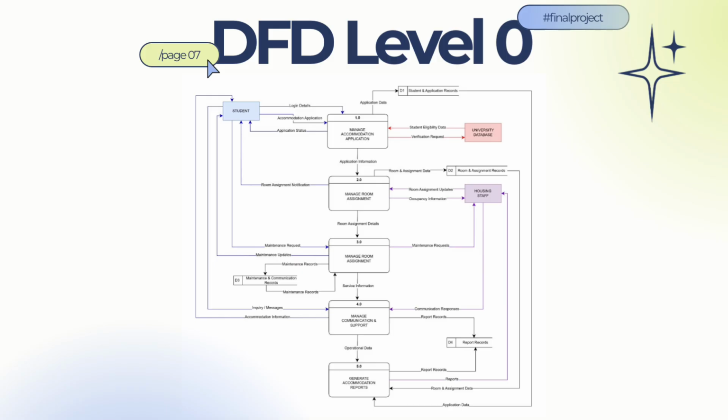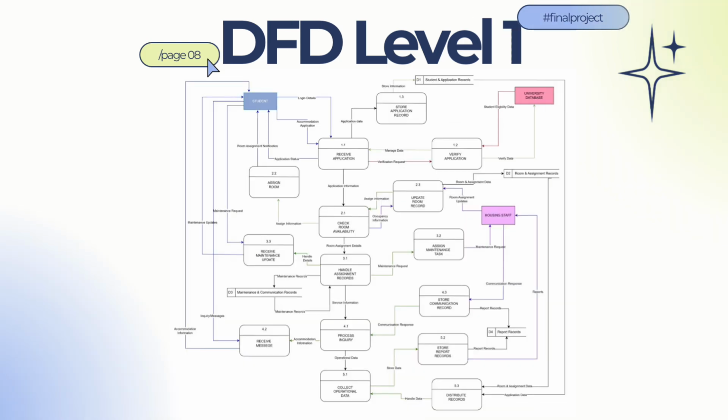In summary, the DFD Level 0 illustrates how data moves through the system's main processes, data stores, and external entities to support accommodation application, room allocation, maintenance management, communication, and reporting.